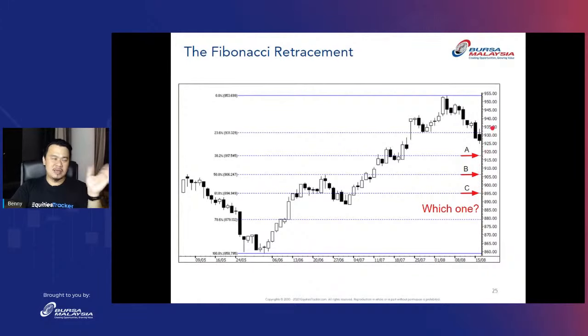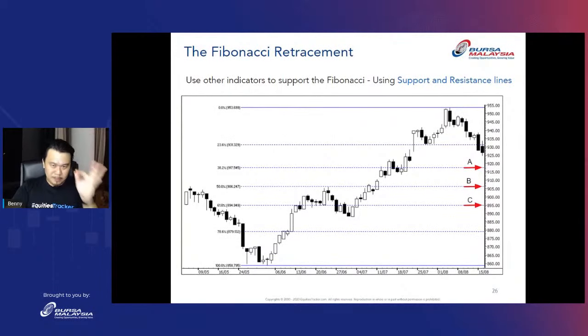Of course, if you want to find one particular level, there are ways to find it. Now you have to look at other clues from the market. Same thing here, we have A, B, or C. You can also use support and resistance lines to see whether that particular level was previously a support or resistance.